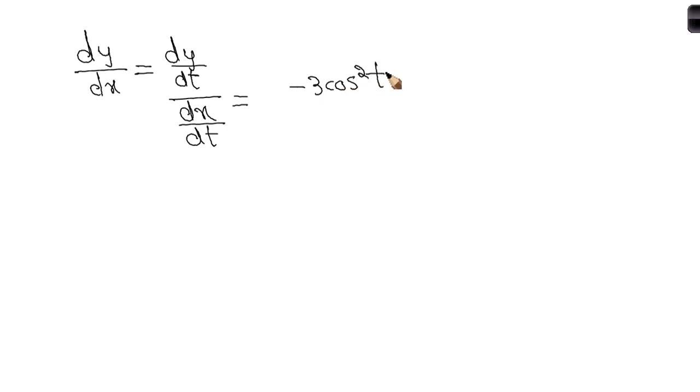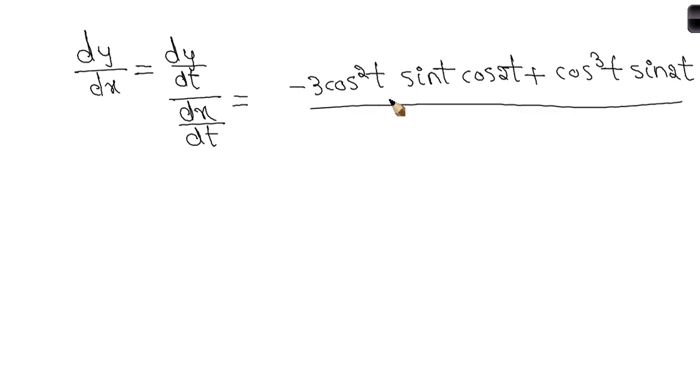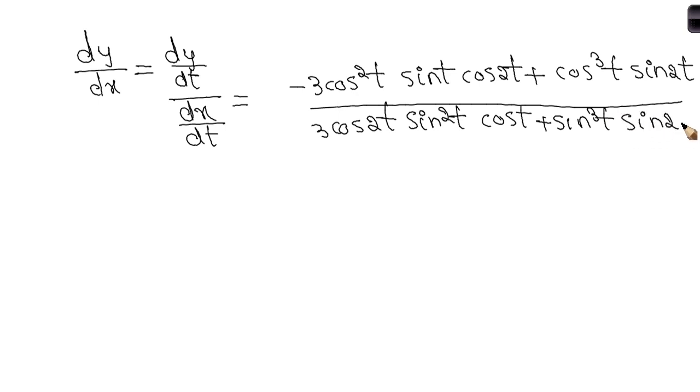Therefore, dy by dx is the same as dy by dt upon dx by dt, which would result in minus 3 cos square t into sin t into cos 2t plus cos cube t into sin 2t, upon 3 cos 2t sin square t cos t plus sin cube t into sin 2t.